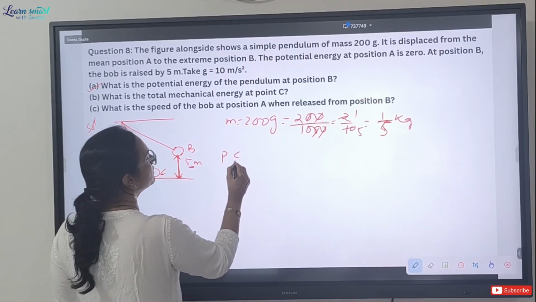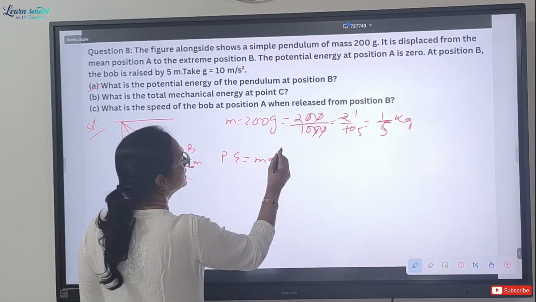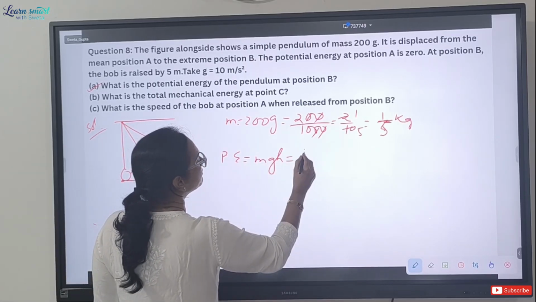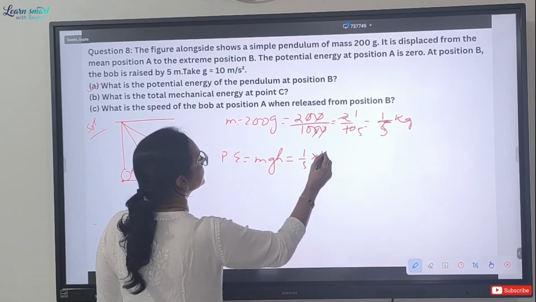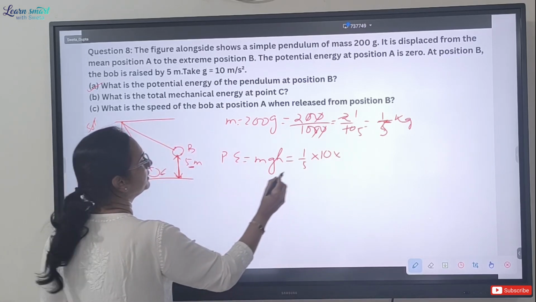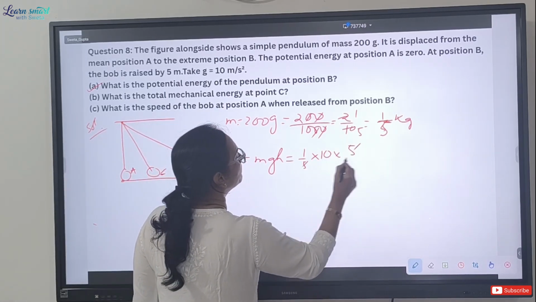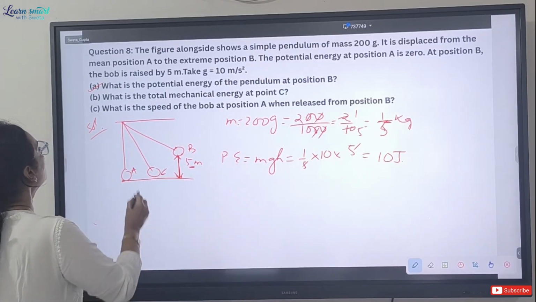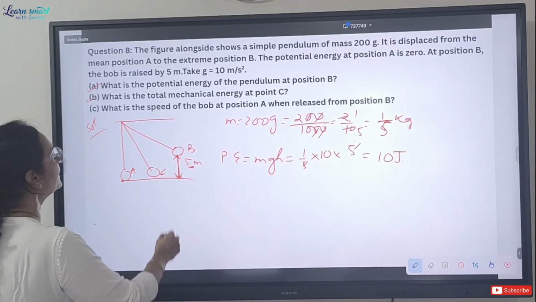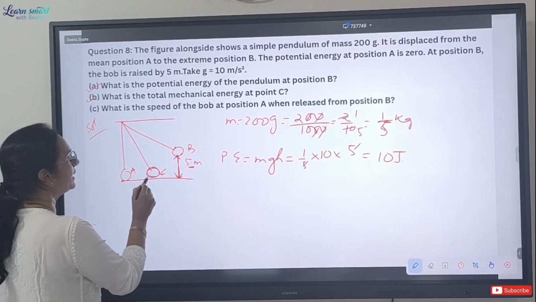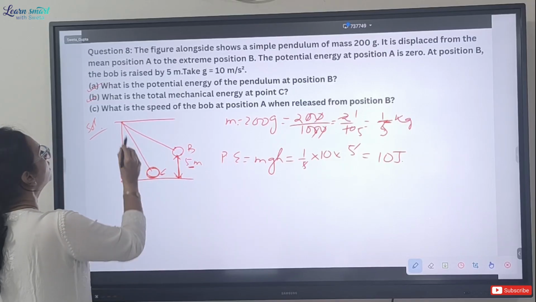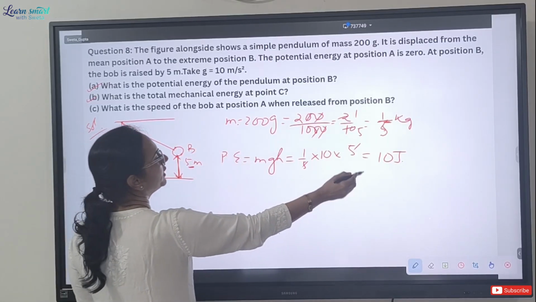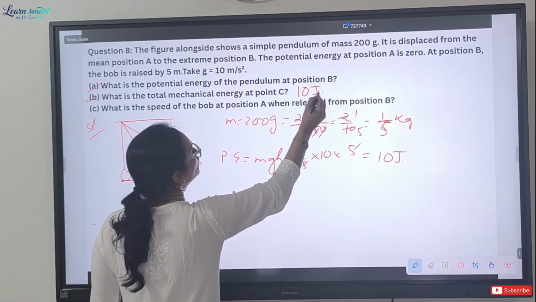So potential energy will be mgh. Mass is 1 by 5 kg, g is 10 and height is 5 meter. So the potential energy is how much? 10 joules, right? Now what is the total mechanical energy at point C? Total energy will always remain the same. So total mechanical energy at point C will also be 10 joules.